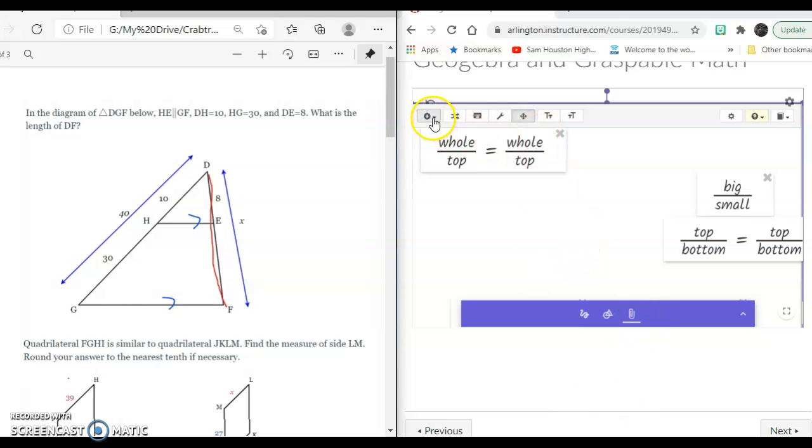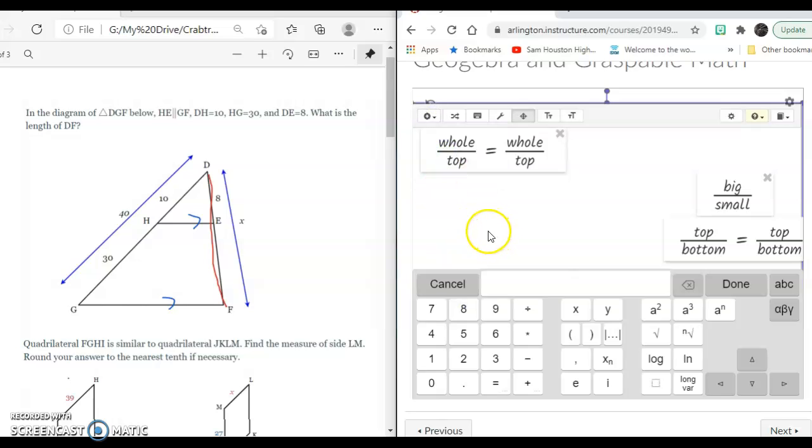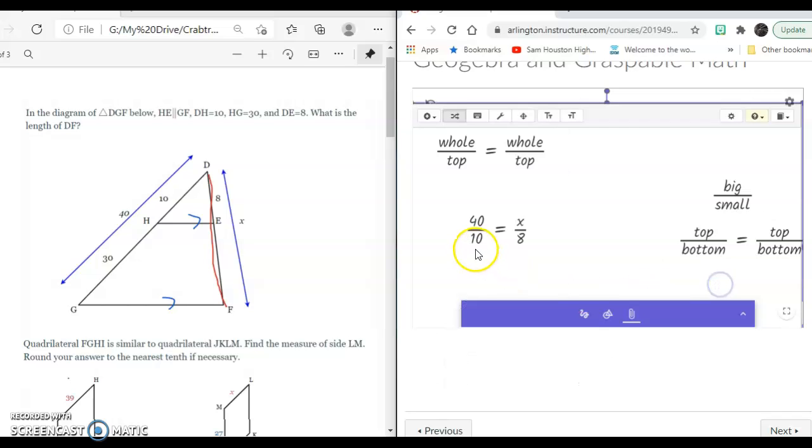Okay, so once we decide that, guys, all you have to do is substitute, cross multiply, multiply, and divide. Real simple. Okay, so let's try it. We have 40, which is the whole, divided by the top, and we're going to set that equal to the whole, which is what we're looking for, x, divided by the top.